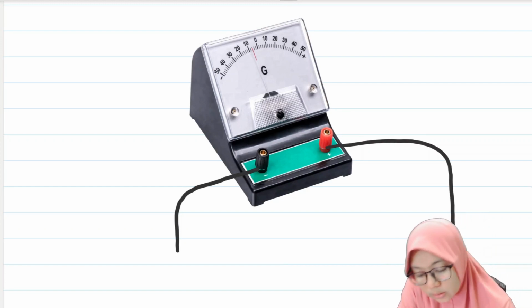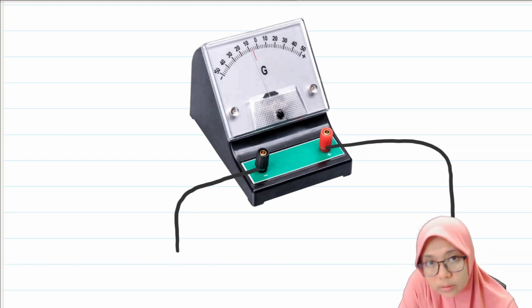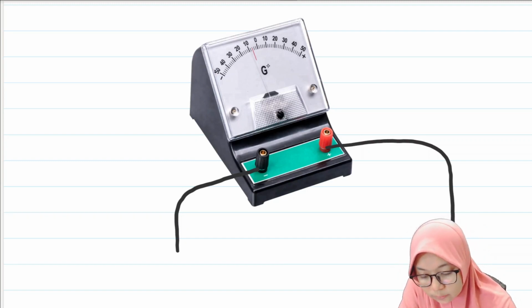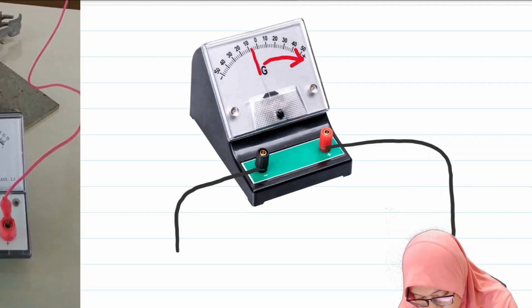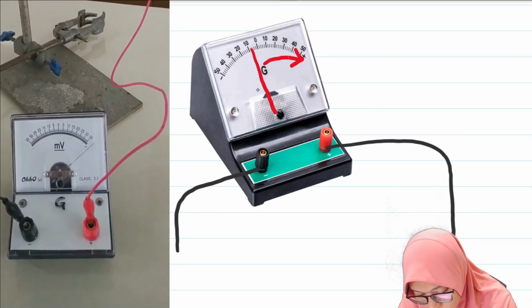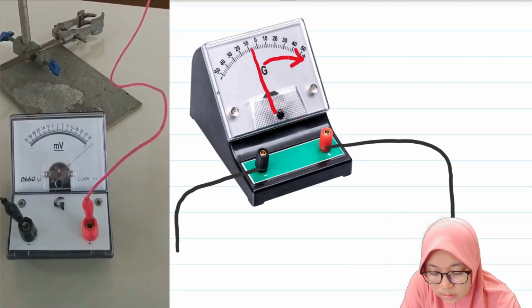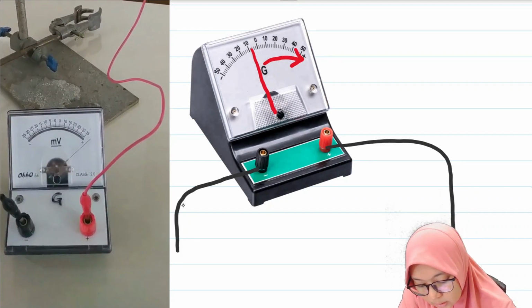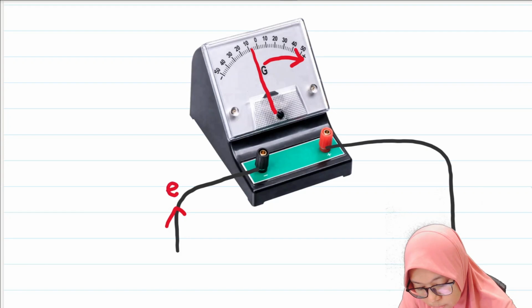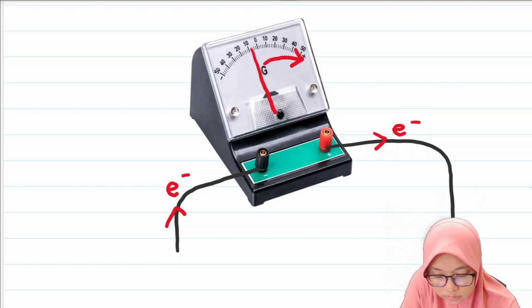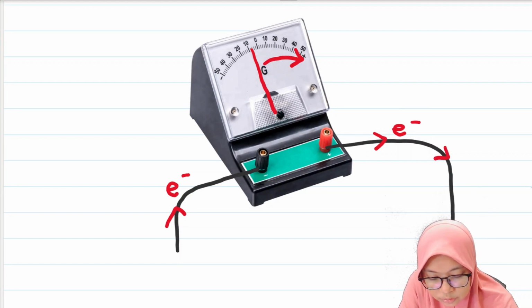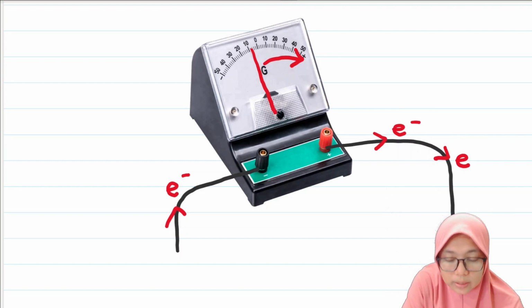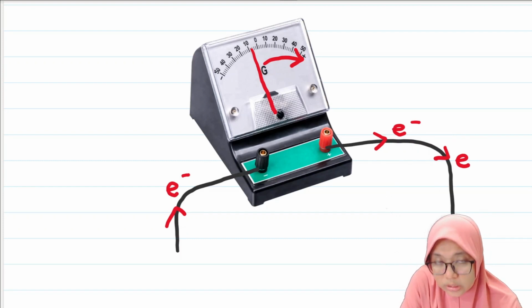Okay, there are two ways of deflection of the galvanometer. The first one, it can deflect to the right. This is the deflection needle. If the deflection needle deflects to the right, it means that the electron is being transferred from the negative terminal to the positive terminal. So the electron transfers through the connecting wire from the left to the right. Okay, so this is the first case.